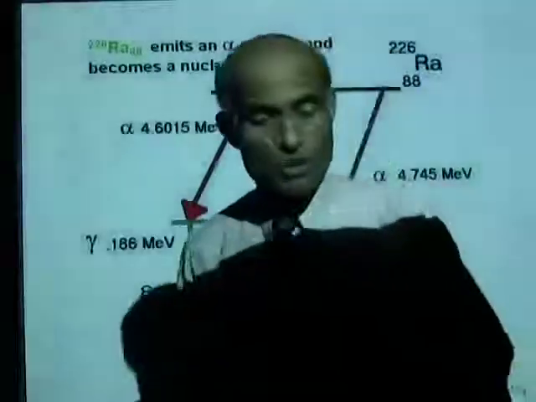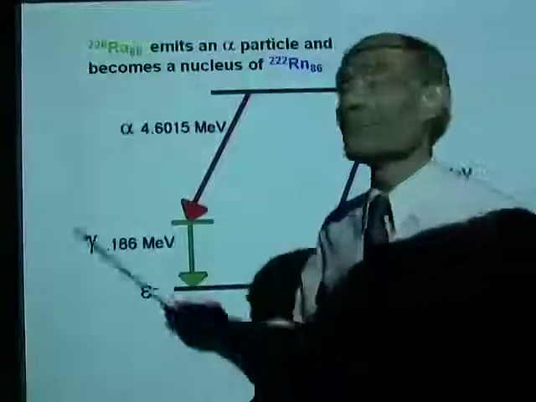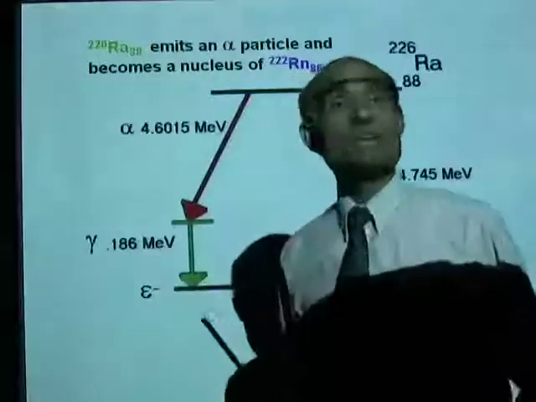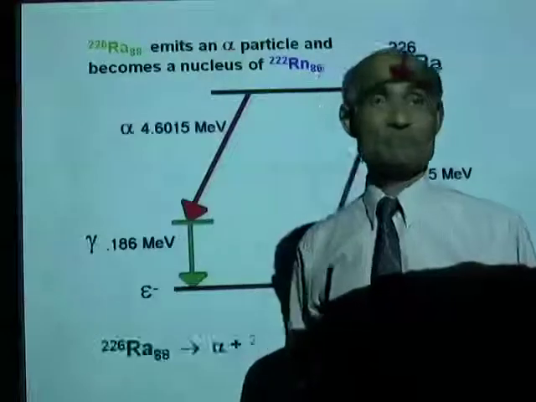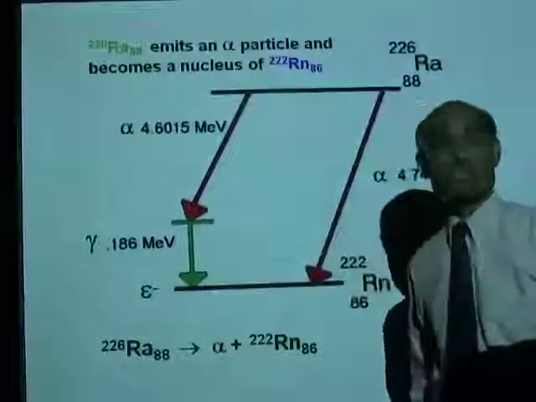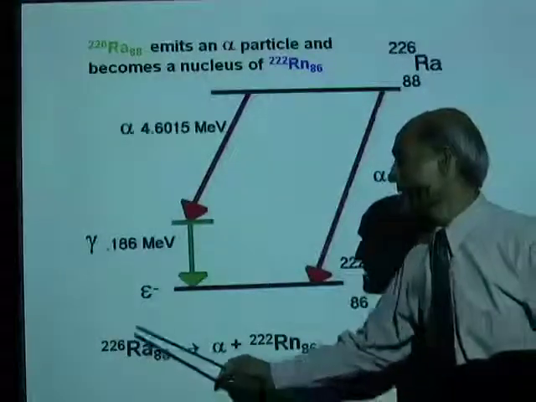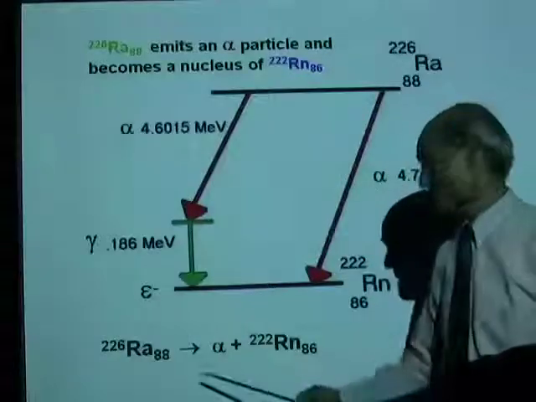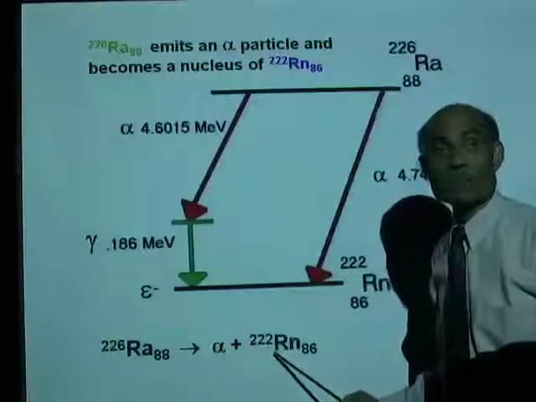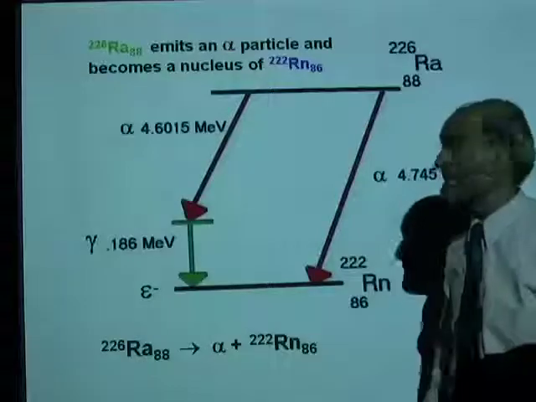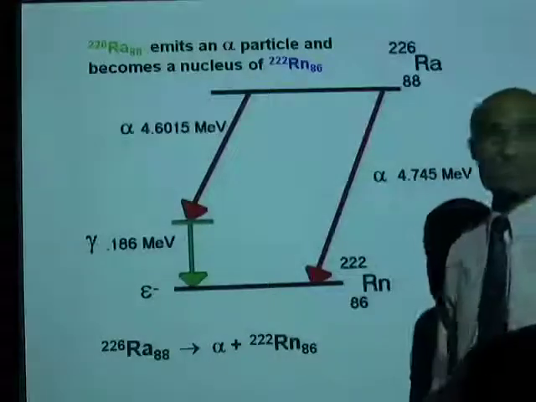So those are two possibilities of the decay of radium-226. And look at the equation for that. Radium-88-226 emits an alpha, leaving behind radon-86-222.